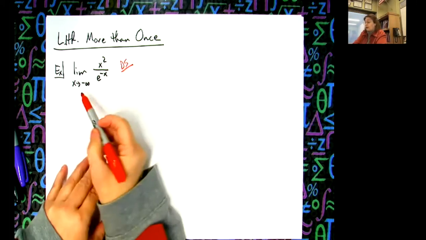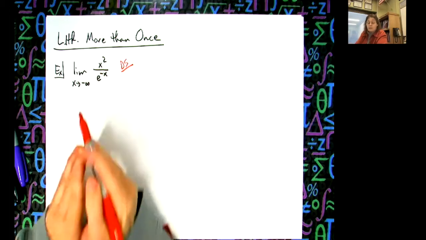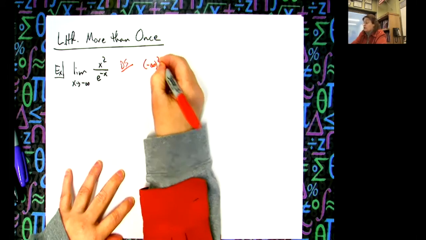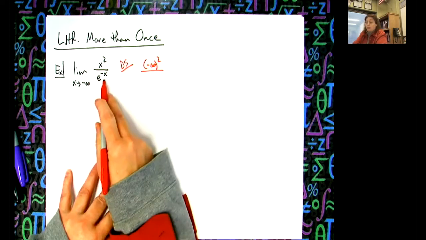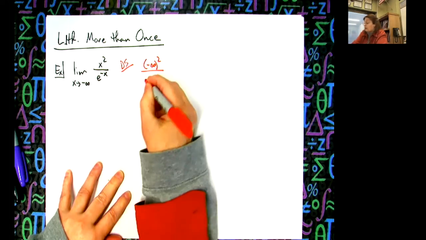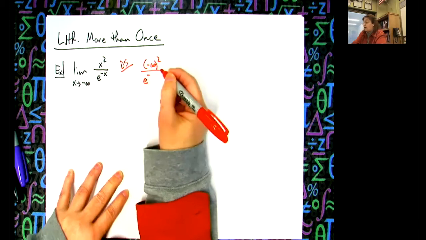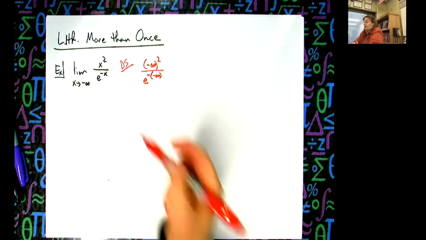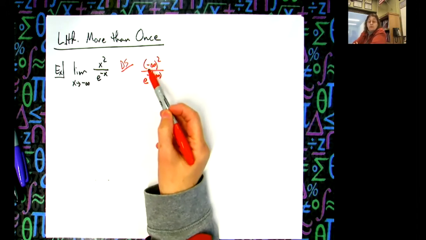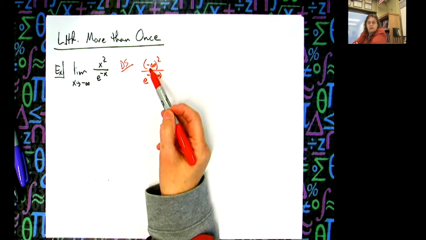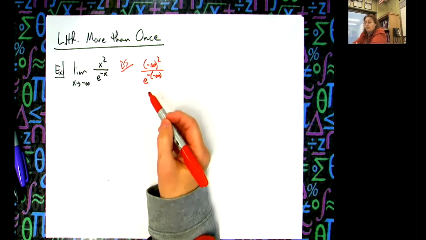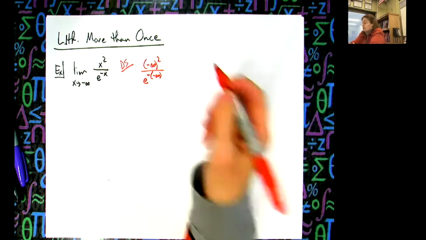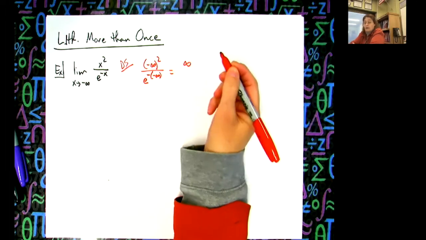If I plug in negative infinity, and I'm literally going to plug it in, I get negative infinity, quantity squared, in the numerator. I'm going to plug it in here as well, so I'll have e raised to the negative of negative infinity. As x is getting bigger and bigger, this is a really big negative number squared. A really big negative number times a really big negative number gives a really big number, so the numerator is going to go to infinity.